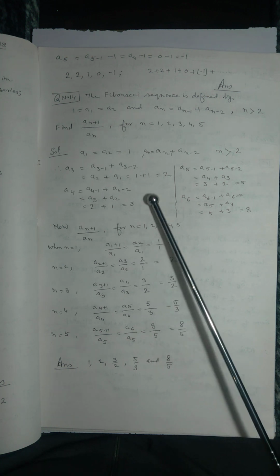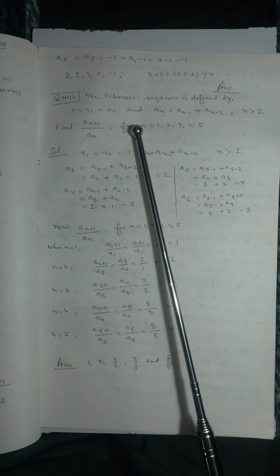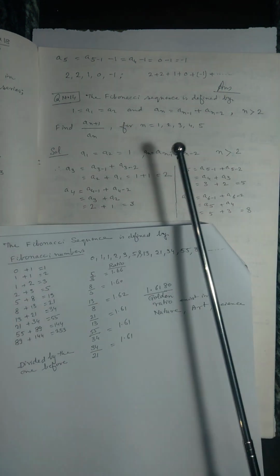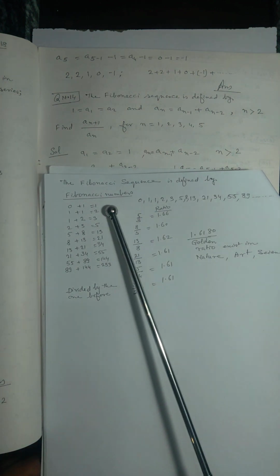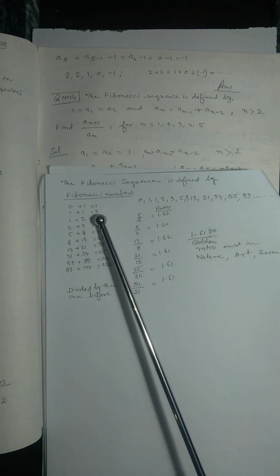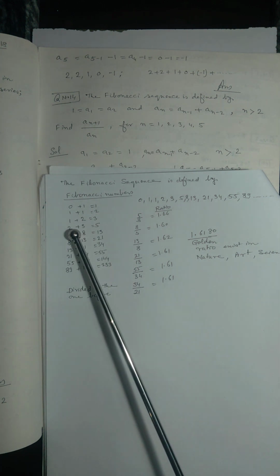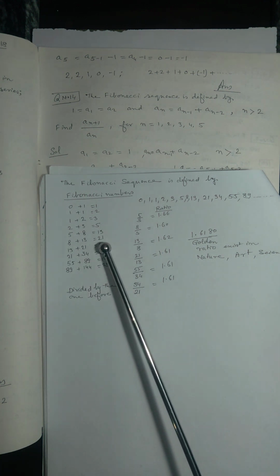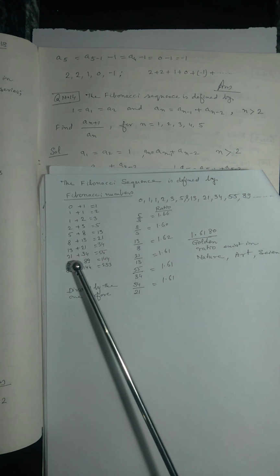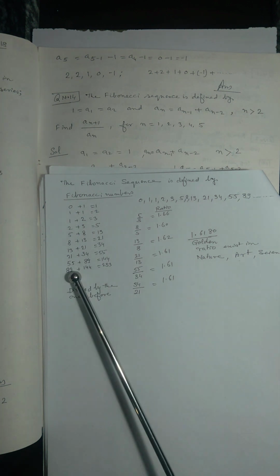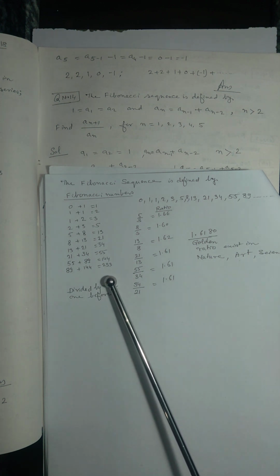You see the Fibonacci sequence. I hope if you are not aware of this Fibonacci sequence, let me tell you first. The Fibonacci sequence is defined by the Fibonacci numbers. What is that number? You see 0 plus 1 is equal to 1, 1 plus 1 is equal to 2, 1 plus 2 is equal to 3, 2 plus 3 is equal to 5, 5 plus 8 is equal to 13, 8 plus 13 is equal to 21, 13 plus 21 is equal to 34, 21 plus 34 is equal to 55, 55 plus 89 is equal to 144, 89 plus 144 is equal to 233.